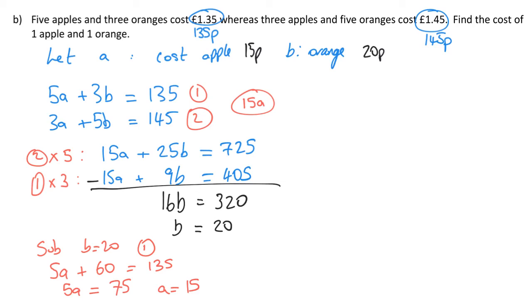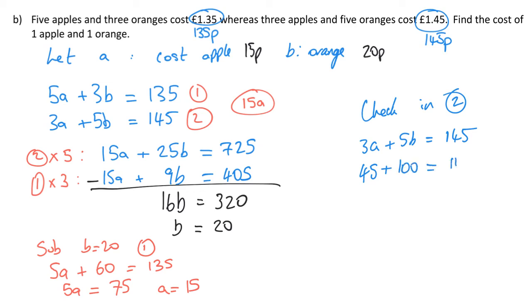But before we commit to anything, let's check in equation 2. And we've got 3A plus 5B equals 145. 3A's are going to be 45. 5B's, 5 20s are 100. That should equal 145. 145 equals 145, yep, so we're good. So the cost of an apple is 15p. The cost of an orange is 20p. The cost of one apple and one orange would then be 35p.